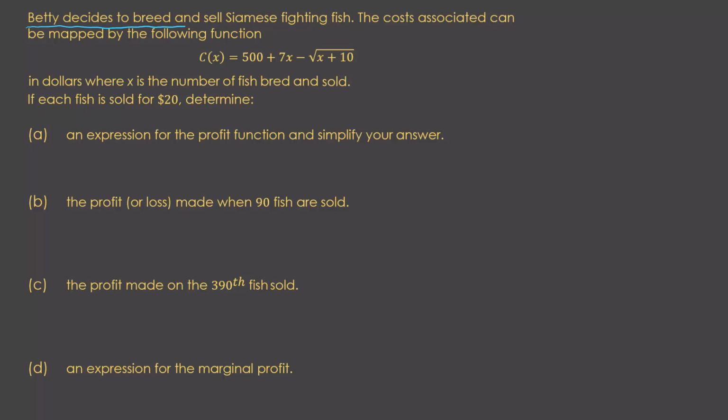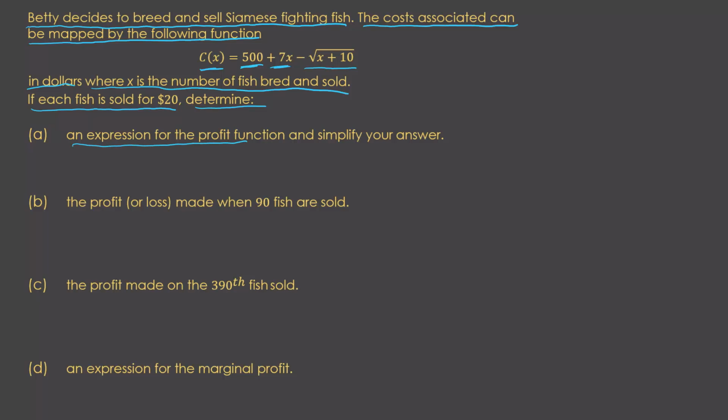Betty decides to breed and sell Siamese fighting fish. The costs associated can be mapped by the following function. C of x is 500 plus 7x, take away the square root of x plus 10, in dollars, where x is the number of fish bred and sold. If each fish is sold for $20, determine an expression for the profit function and simplify your answer.